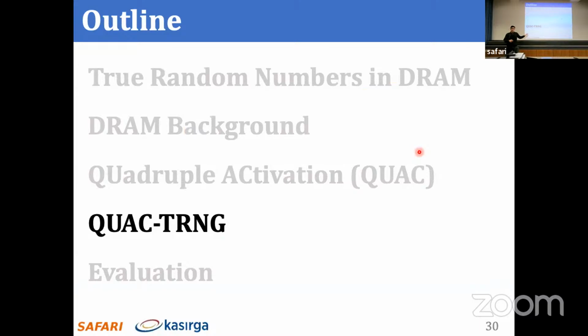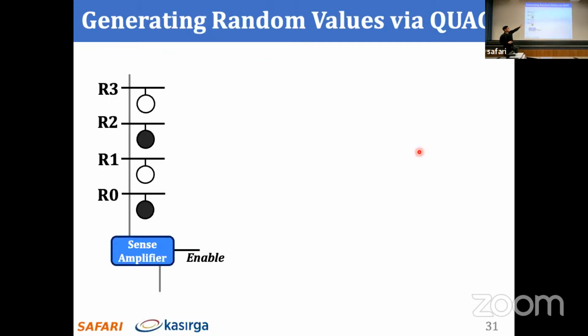Now I'll describe how we develop QUAC-TRNG based on QUAC operations. First, I will show you how we generate random values using this operation. On the left, we have a diagram that shows 4 cells connected to the same bit line on 4 different rows. The cells on the even rows are initialized to logic 1, and the others are initialized to logic 0.